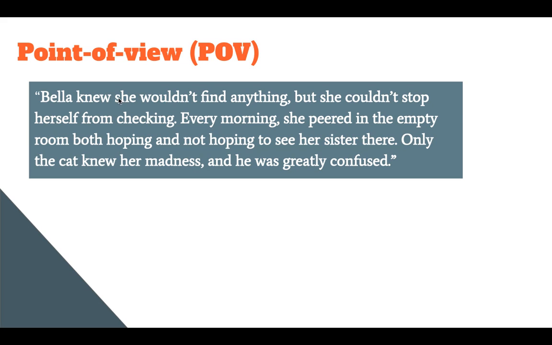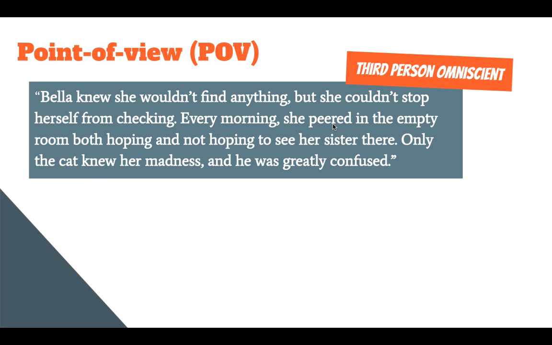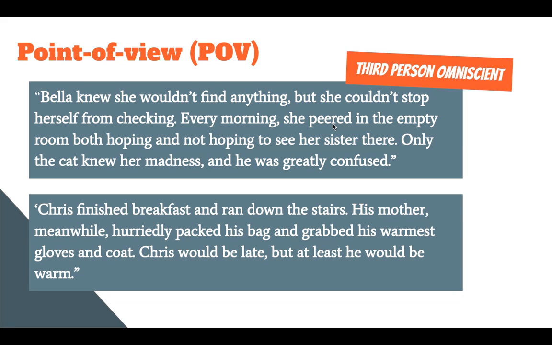So we have two characters, Bella, and in this scene, the cat. We know what Bella knows. We know that she was hoping and not hoping. So we have insight into Bella's thoughts and feelings. We have pronouns that say she, so we know it's third person. We can at least see into one character's perspective. But we also know that the cat knew something and that he was confused. So if we know how two characters are feeling and it's third person pronouns, that's going to teach us that it's third person omniscient.